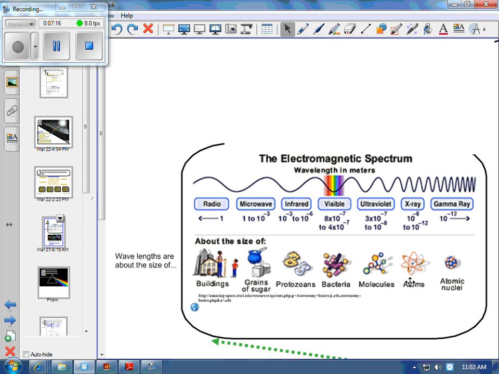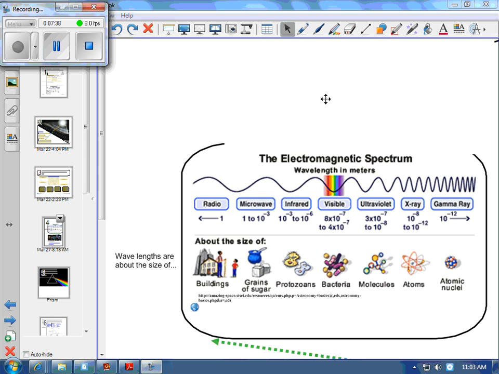X-rays are about the size of atoms, again, extremely tiny. And gamma rays, the smallest of the electromagnetic spectrum waves, are the size of atomic nuclei, which we can't see with any kind of microscope. Very, very tiny.